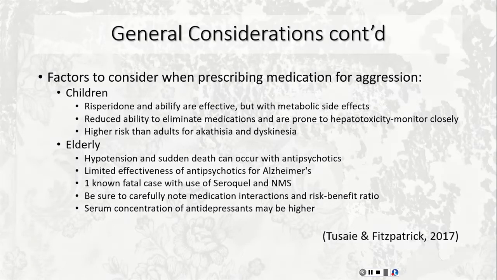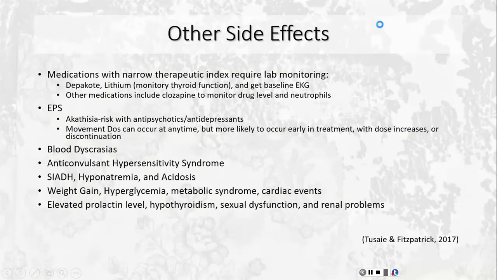Make sure to note any drug interactions and the risk to benefit ratio of the medications you're choosing, and serum concentration of antidepressants may be higher. Medications with a narrow therapeutic index range require frequent lab monitoring. With lithium, you have to watch thyroid function and electrolyte disturbances, sodium and potassium, and make sure to get a baseline EKG. Clozapine is also one where we want to monitor the drug level closely and watch the neutrophil count.